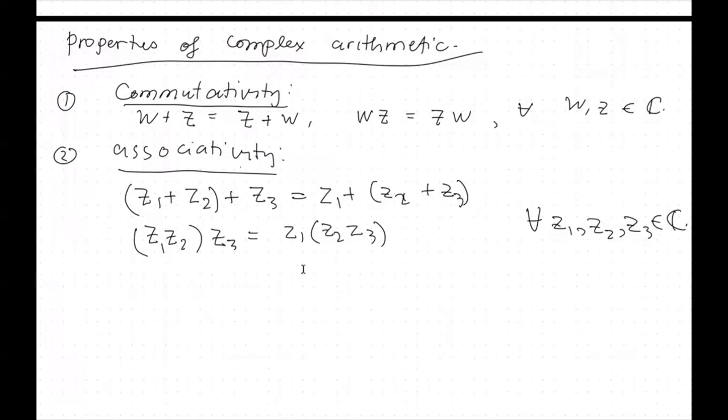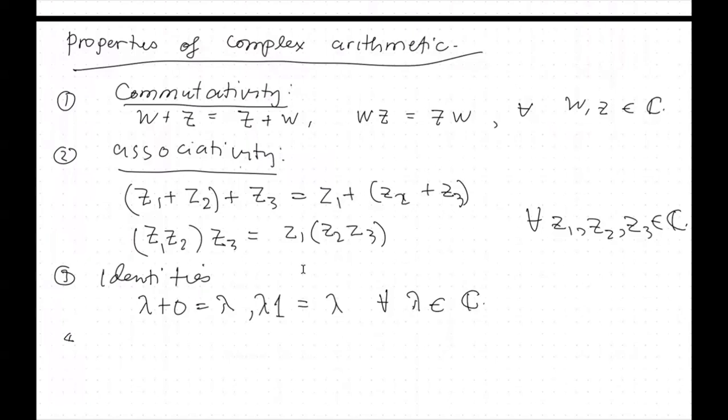So for the identities, okay, we have first the additive identity. So we have lambda plus 0 is equal to lambda, and lambda times 1 is equal to lambda for all lambda in the set of complex numbers. Here we have the additive identity, and here we have the multiplicative identity. Of course, 0 plus lambda is also equal to lambda because of the commutativity property that we have earlier.